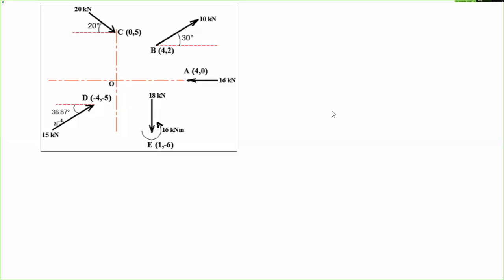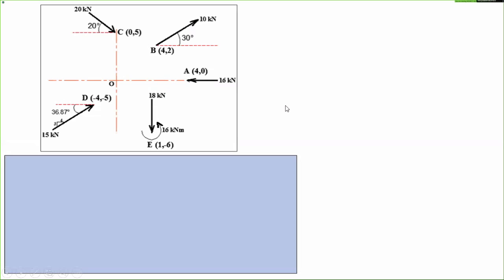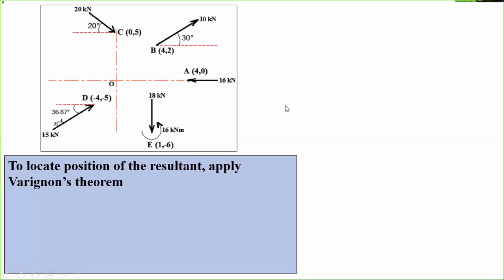Now the next step after finding out the resultant is: I got the magnitude, then I got the direction. Now its point of location I have to find out here. So for the point of application, as you know, I have to apply Varignon's theorem. So what is Varignon's theorem? The Varignon theorem statement is: the algebraic sum of moments of all the forces about a point must be equal to the moment of the resultant about the same point.